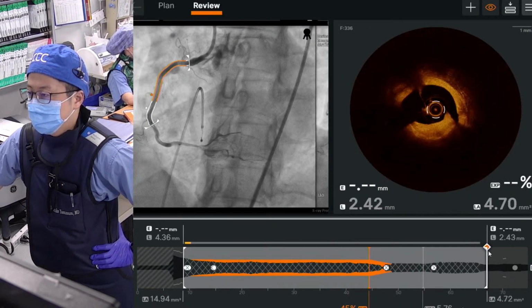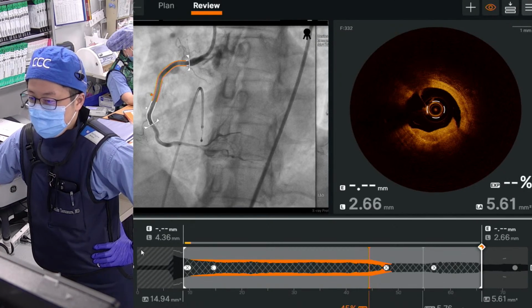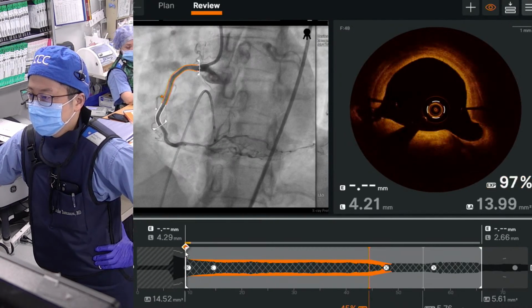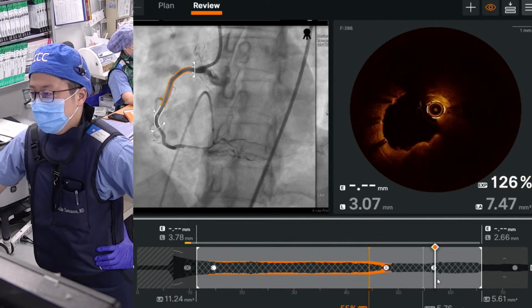Yes. Okay. So I should look at the STs. See? Almost near normal. Can we increase the... Oh, sorry. First, let's talk about the OCT findings first. Sure. Then we go to the hemodynamics.